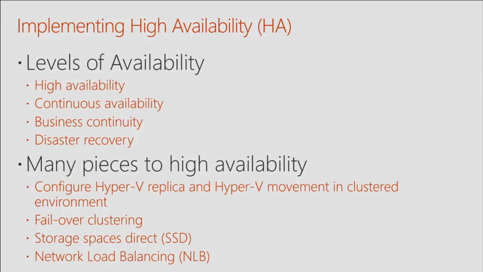So, we're looking at things like high availability. That just means it's not going to fail. Continuous availability is a little bit higher. Business continuity, disaster recovery. Understand all these terms and what they mean in the question.